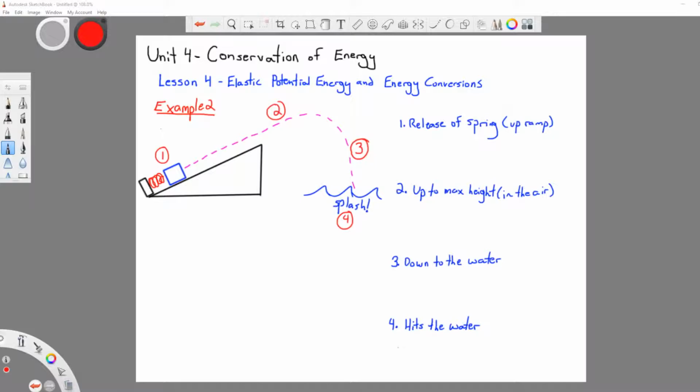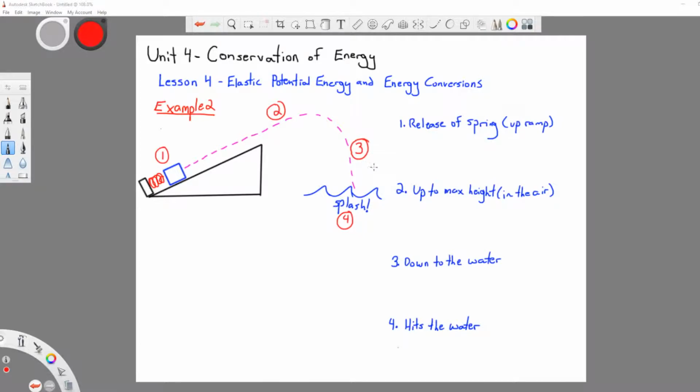So I've sketched out the scenario here on the page, and essentially what's happening is we have some sort of very large mass or solid piece with a spring attached to it, and the spring is all coiled up at the beginning. We're going to release the spring, and it's going to push this block or this mass off the ramp, and it's going to continue upward for a while until it runs out of y velocity or energy in the y direction. And then it's going to plummet into the water and splash.